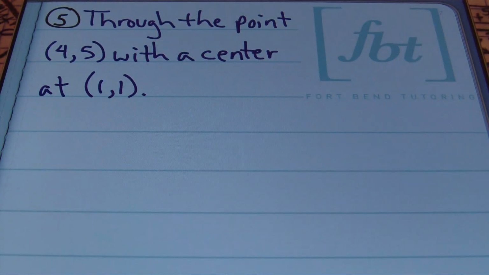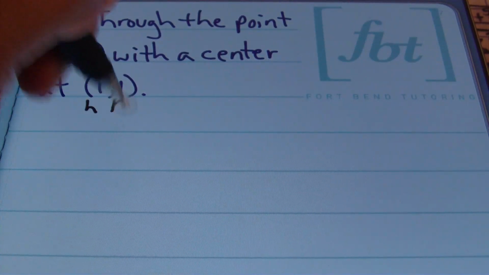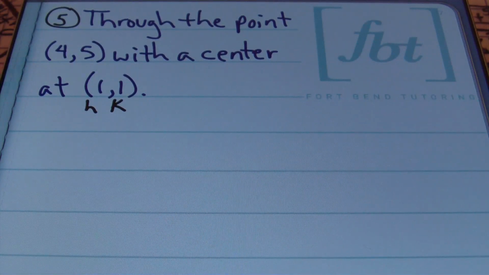In problem number 5, we are looking for the center radius form of a circle going through the point (4, 5) with a center at (1, 1). So I'm going to start by labeling the center as h, k. Once again, I'll need to find the radius by using this information, but this time I'll be showing you a different way to find out what the radius is.